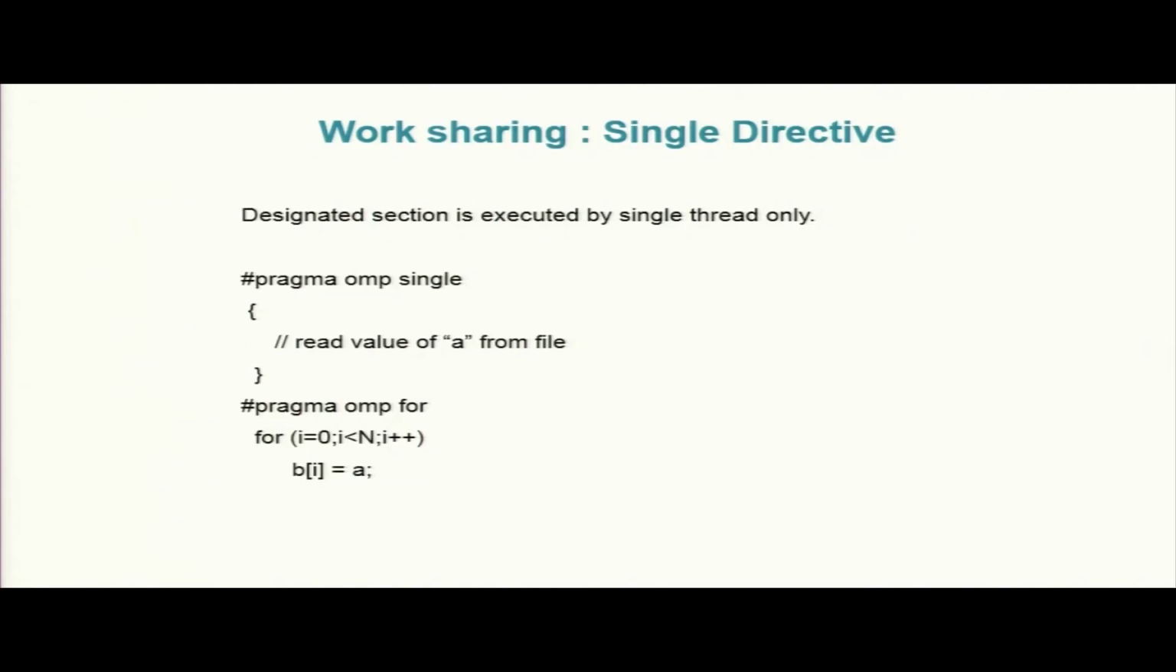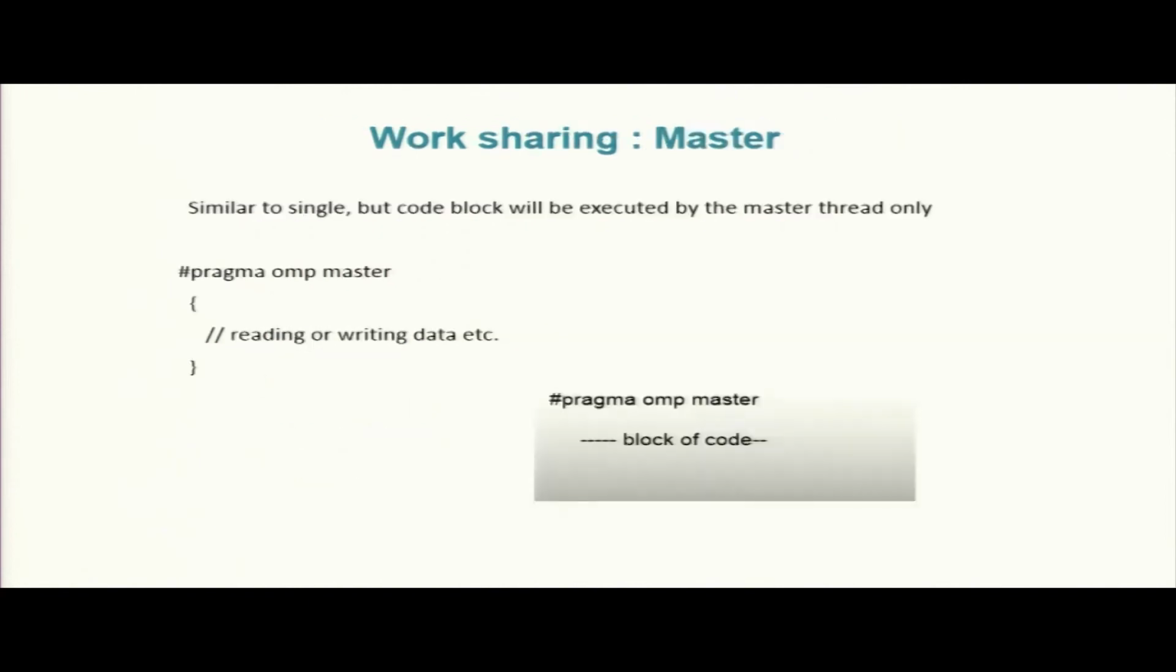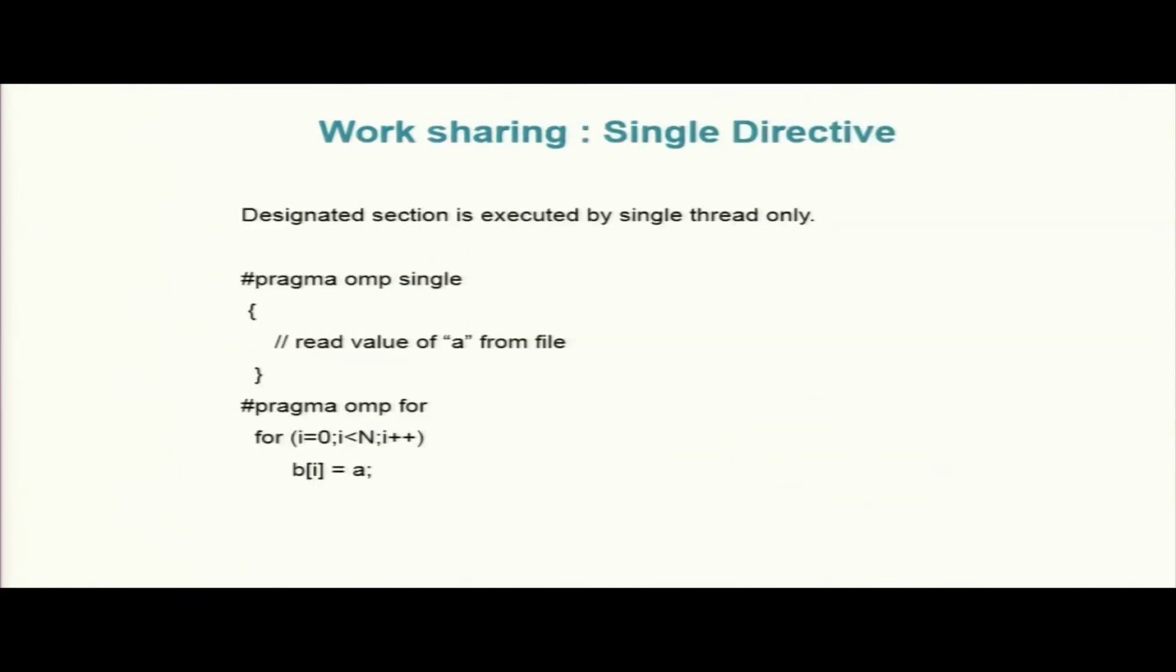Single directive. There can be a scenario where, let's say, we want to do some input output, read from a file, write to a file, or anything else that has to be done by only a single thread. We can define it as OMP single. Any thread can pick this up, but only one thread will, and others will go past it. But the single directive also has an implied barrier at the end. So while only one thread executes this block of code, the other threads would be waiting here. There is an implied barrier at the end.